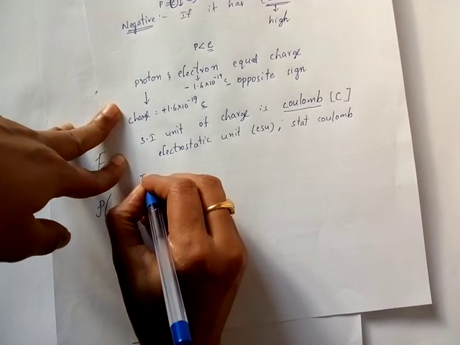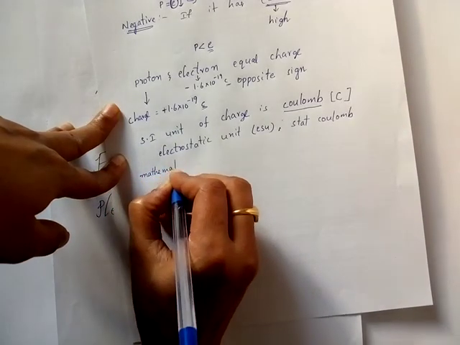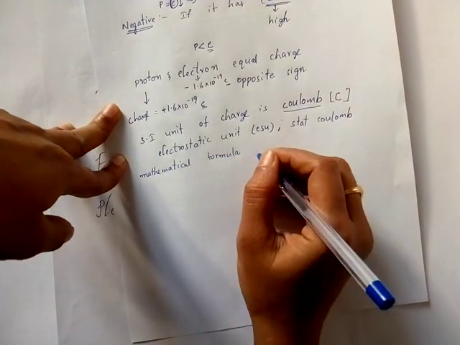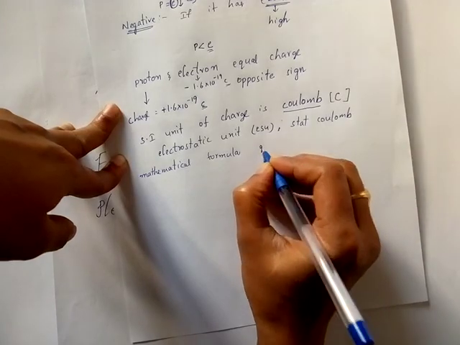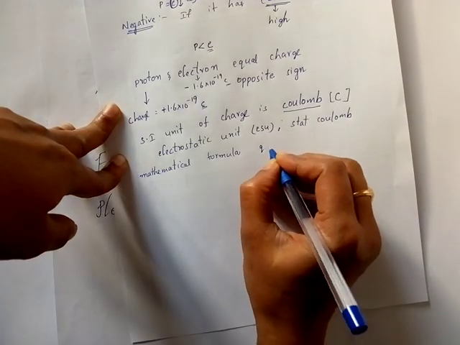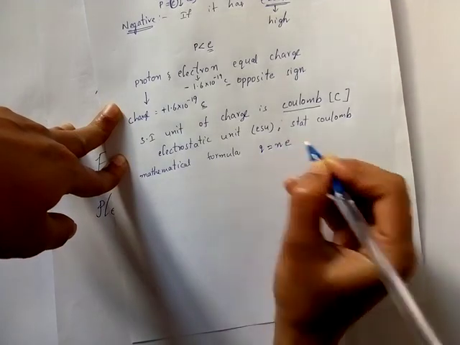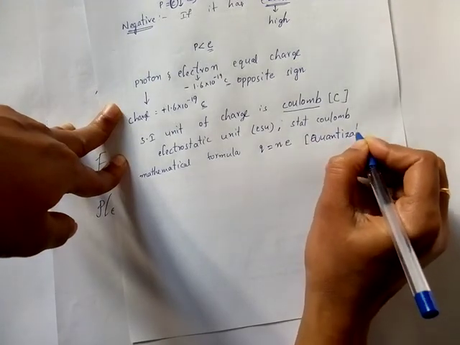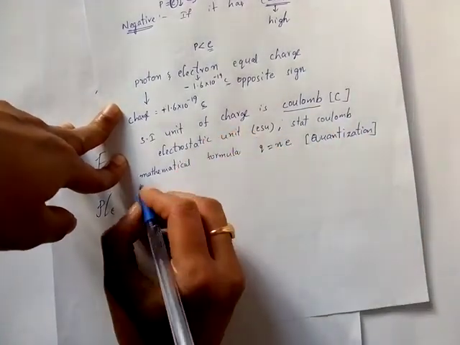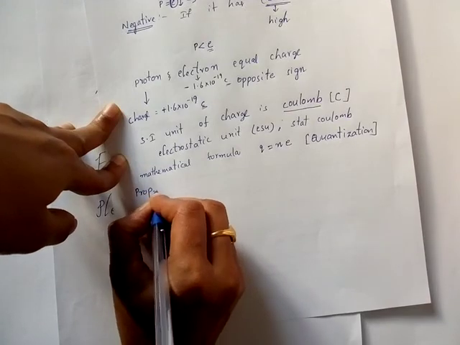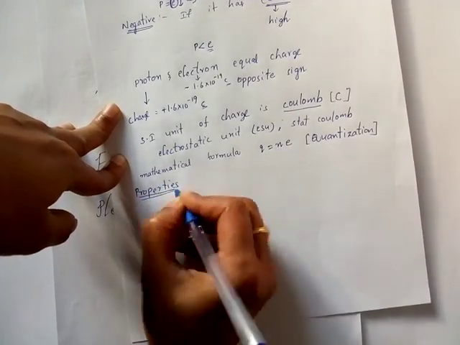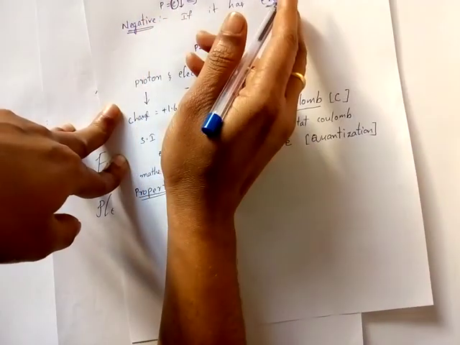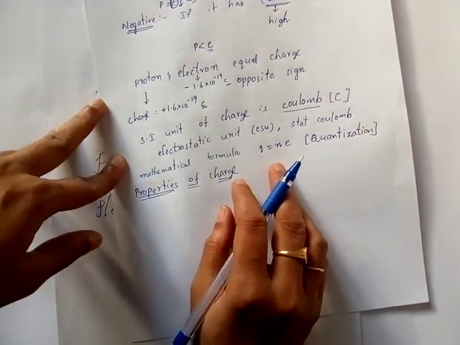So mathematical formula. Why is it a mathematical formula? It is a fundamental property also. Charge is represented with the letter Q, and Q is equal to n e. So this we call quantization of charge. All these will come under properties of charge. We will first see properties of charge. We have already learned charge is associated with mass, that is one of the properties of charge.